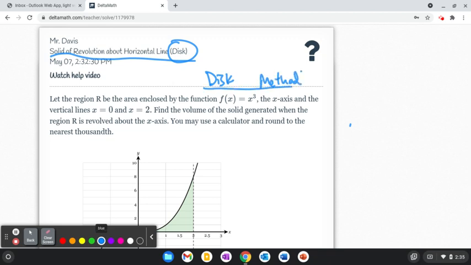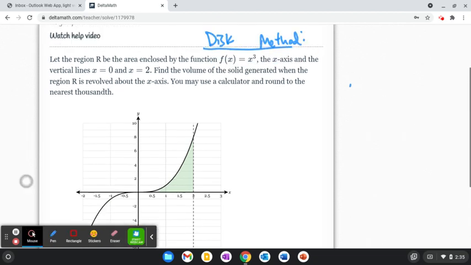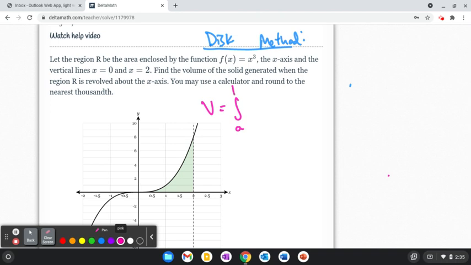The concept of this is actually pretty simple. The disk method says that basically if we have some area, right, we've got an area under a curve, and we integrate that, right? So we have this concept: volume equals the integral from a to b of some area A(x) dx. That equals the volume, right? So we integrate this area and we get a volume. Volume is the integral of area. Very important concept here. Volume is the integral of the area.